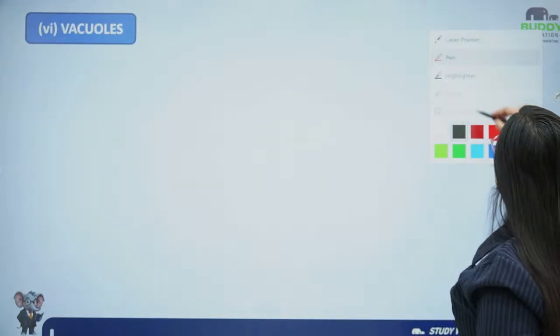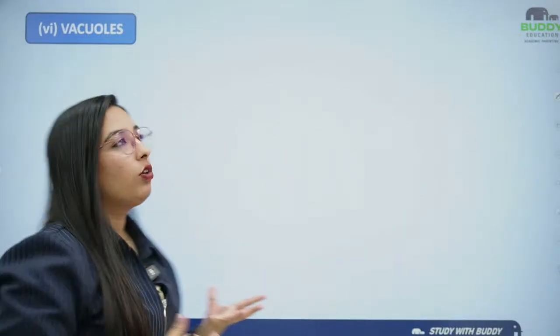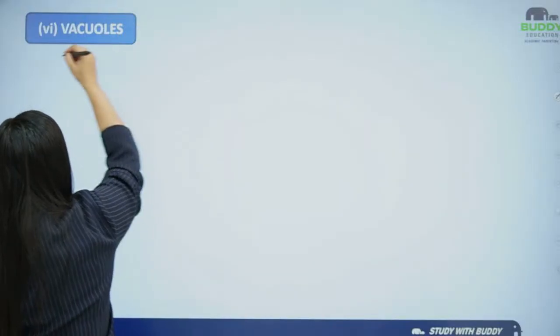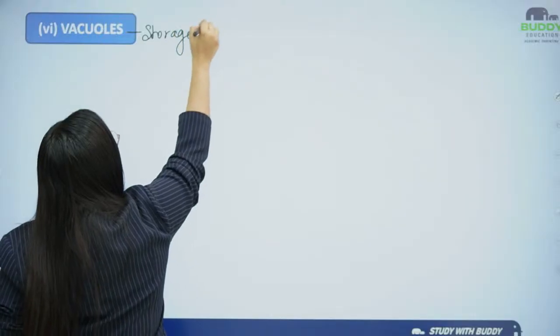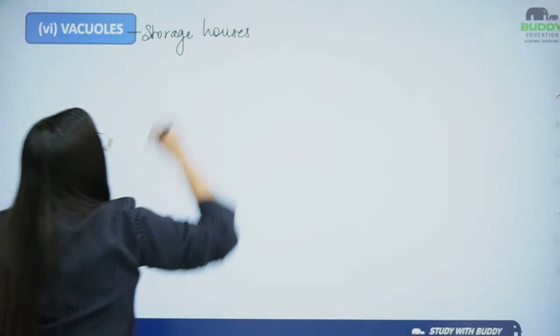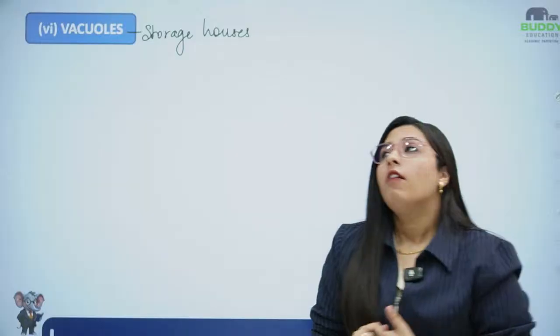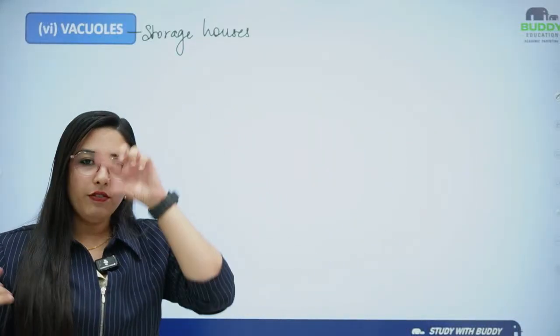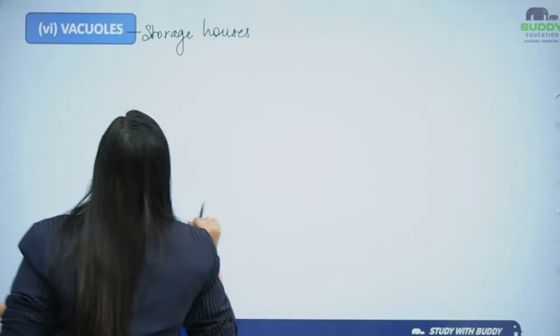Moving to the next cell organelle, which is the vacuole. When I talk about vacuoles, these are the storage houses. Vacuoles are basically the storage houses. When I'm talking about any storage house, I'm talking about vacuoles. Okay, we have two types of cells. We have already studied on the basis of the nucleus and on the basis of cell wall: there is plant cell and then there is animal cell. So we have vacuoles divided into two as well.